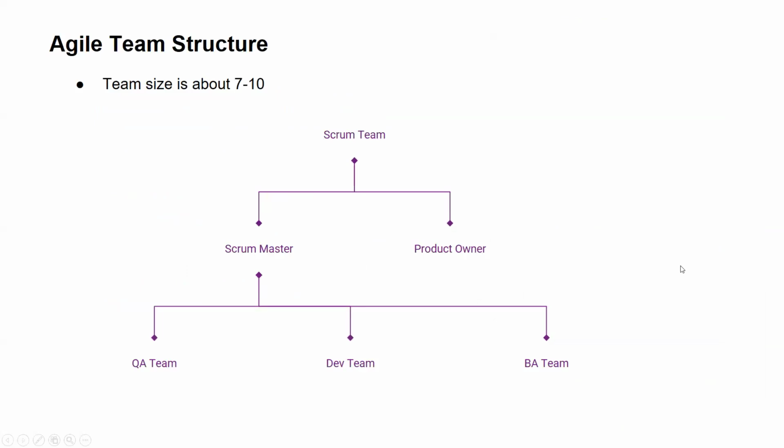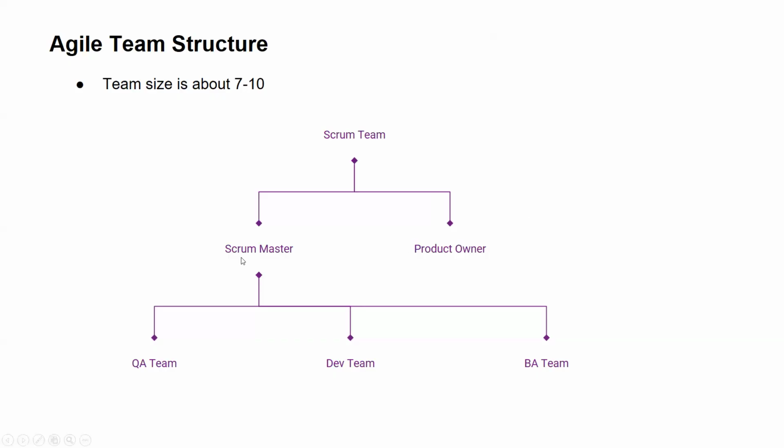So this is the agile team structure. Ideal team is about 7 to 10. In the Scrum team, we have Scrum Master and product owner, right? Under the Scrum Master, we have QA team, Dev team, and BA team. This whole team is considered as the development team, right? The Scrum Master will be the person who will be responsible for the Scrum team, and the product owner is the one who will be acting as the middleman between the client and the Scrum team. Okay, he is the one who is explaining the requirement to the Scrum team, who is prioritizing the backlog, who is sharing the feedback with the client and getting the relevant answers from the client. That will be done by the product owner.